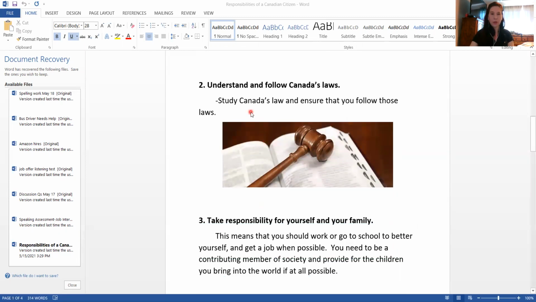Number 2, you should understand and follow Canada's laws. Study Canada's law and ensure that you follow those laws. So we don't mean that you should study a legal book, but just make sure that you're familiar with the most common laws that we follow in Canada. Some of them might be different than those in your home country, but it's your responsibility to follow the laws of Canada.